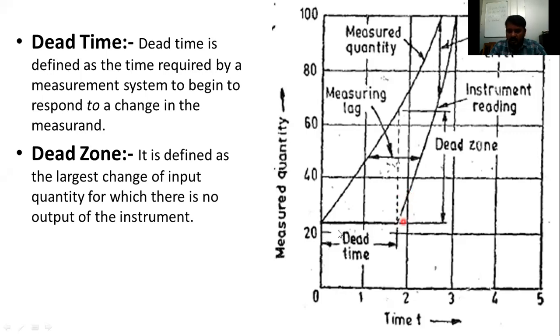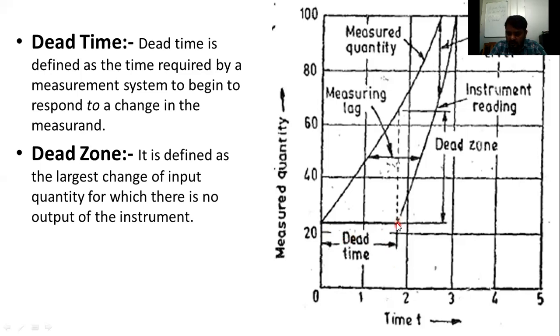So, we are continuously giving the input, but there is no change in the output at all. The time taken for the output to change, up to the point where the output changes, we are going to call dead time. For continuous change in the input with no change in the output, that time is called dead time. From 0 to 1.8 is the dead time.